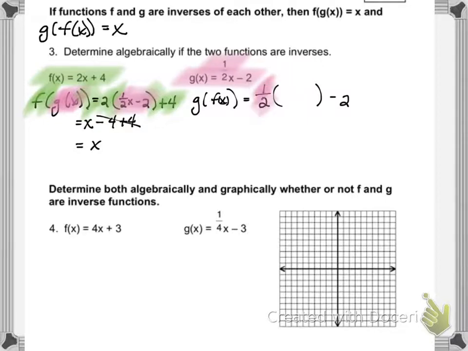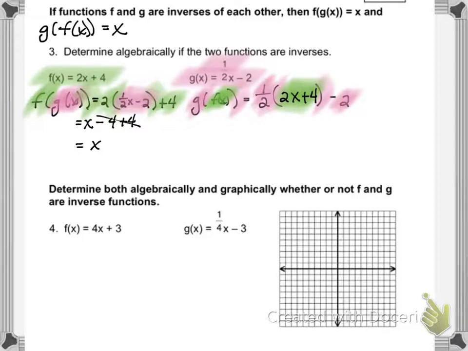So here's our g. And inside that, we're going to put our f. And so what is f? 2x plus 4. Okay. So we put f of x into g of x.